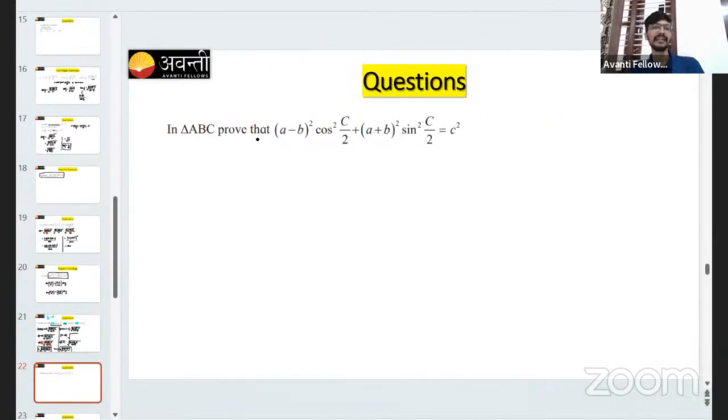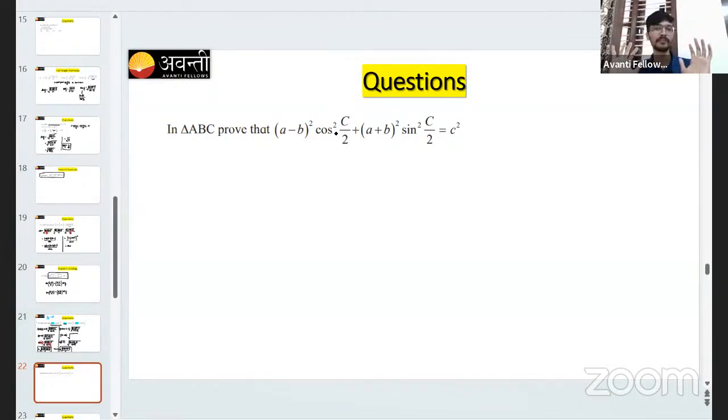In triangle ABC, prove that. Now these types of questions we have done yesterday also. Let me tell you what we did here. We used half angle to convert this cos square c by 2. If you remember, it was 1 plus cos c the whole upon 2, and then we used the cosine rule. But here I don't think I need to use that because we already know the formula of cos c by 2.